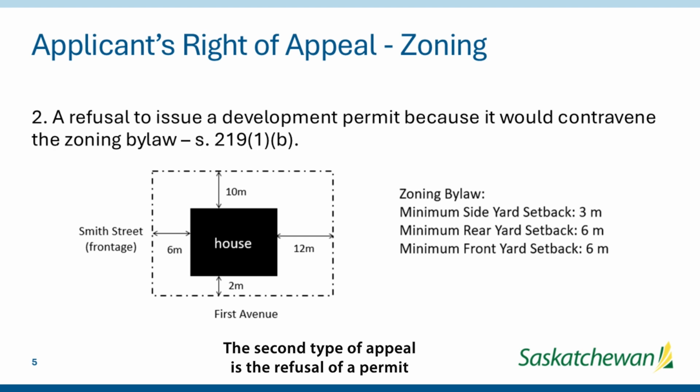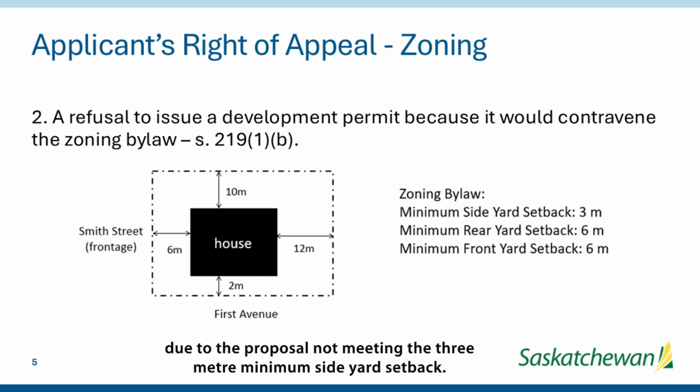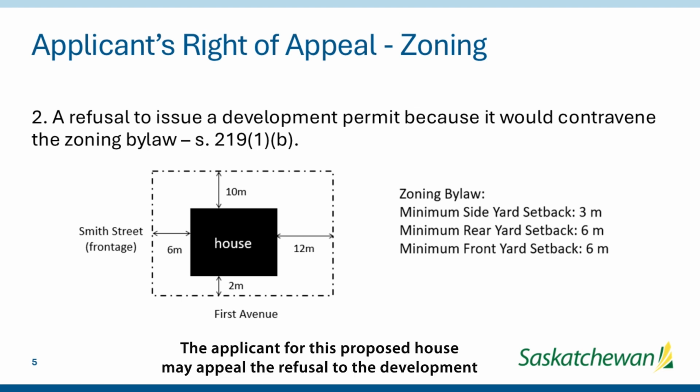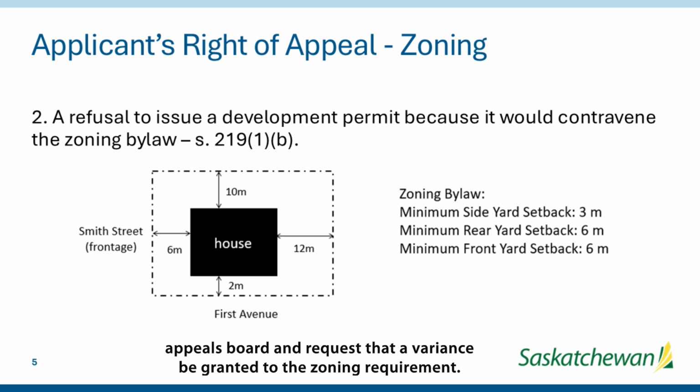The second type of appeal is the refusal of a permit because it would contravene the zoning bylaw. Using our example from the last slide, in this scenario, the development officer has refused the permit due to the proposal not meeting the 3-meter minimum side yard setback. The applicant for this proposed house may appeal the refusal to the Development Appeals Board and request that a variance be granted to the zoning requirement.